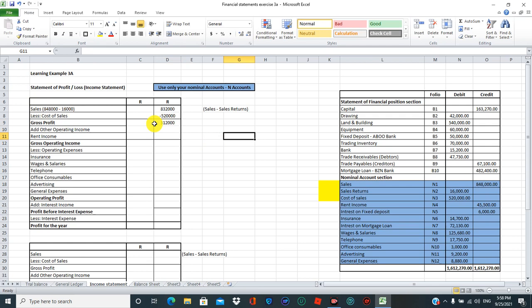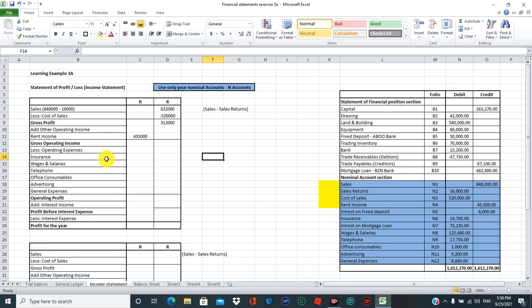Now you need to add your operating income. Next we see the rent income. Is there any other income? No, so it's just your rent income. Your rent income is 45,500. You write it over there, 45,500.